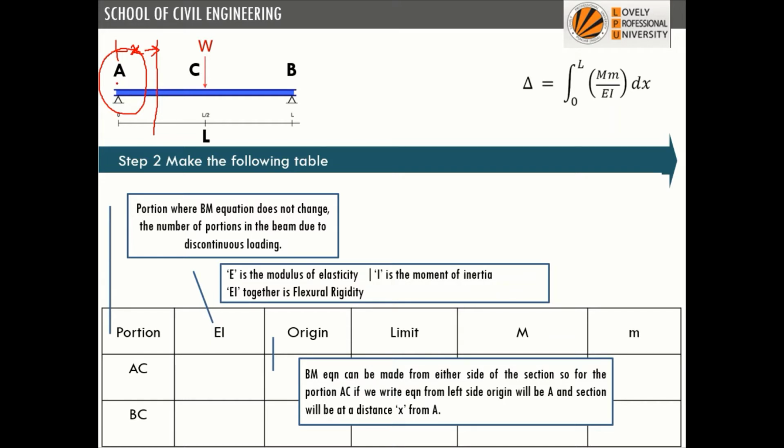So what will be the origin for the portion AC now? We are starting it from A. So this distance now will be measured from A. So the origin for portion AC will be A.